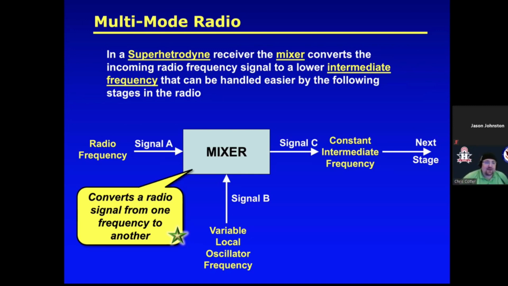A superheterodyne receiver, a lot of people will say, is really the best kind of receiver, and so we want to keep it simple. So your radio frequency comes in, and it is going to take that RF and the local oscillator. It's going to mix those together and spit out the constant intermediate frequency. That's what you need to know.